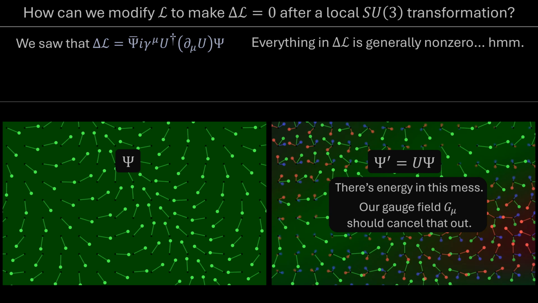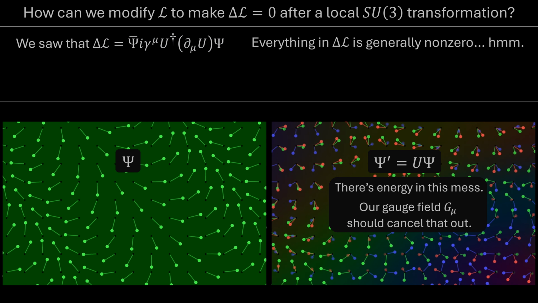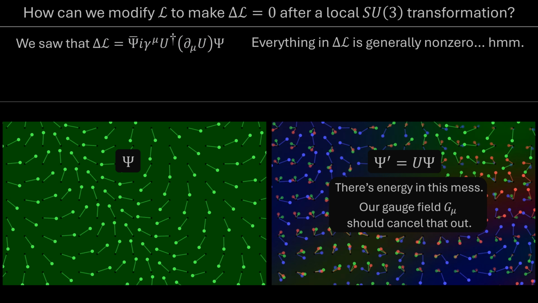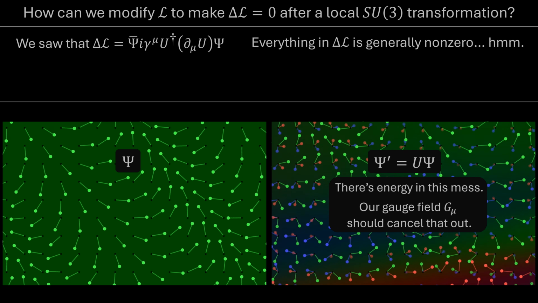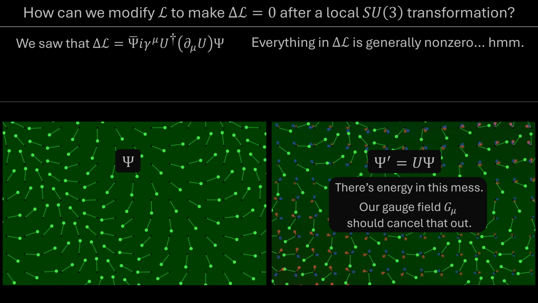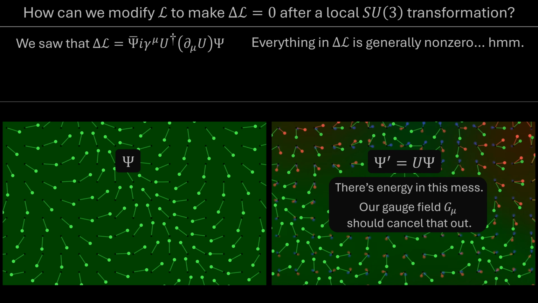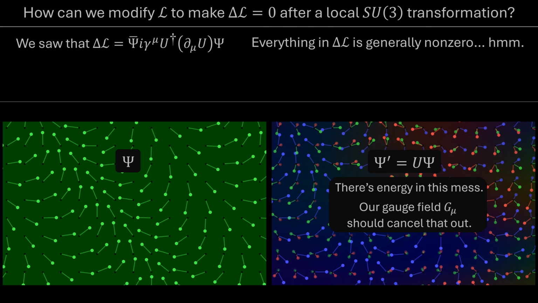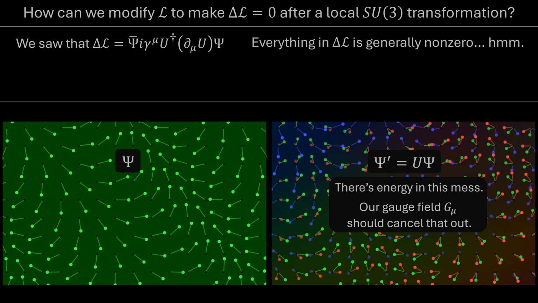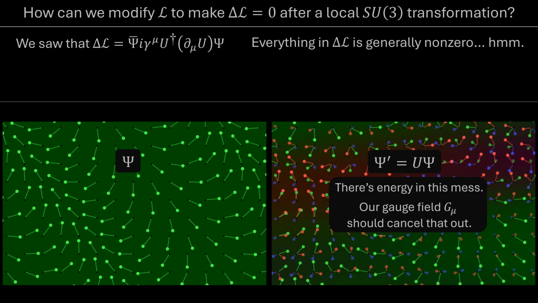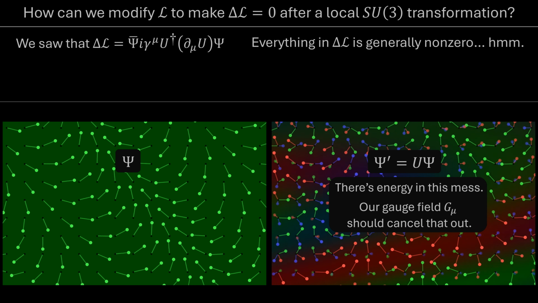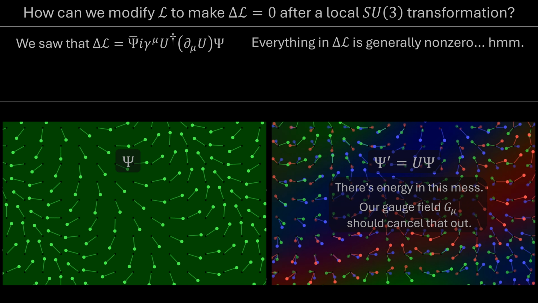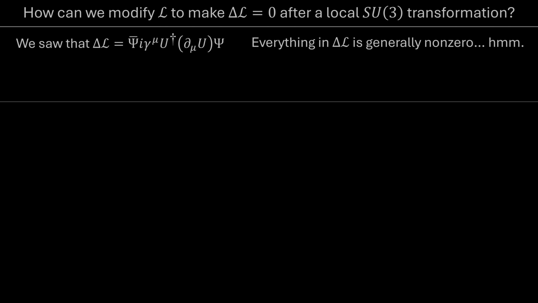Now, in order to answer the question of how can we make this mess go away, let's think back to electromagnetism and see what we did there. Because if the strong force and electromagnetism are both gauge theories, then in principle, we can derive QCD in the same way that we derived electromagnetism, just with SU3 instead of U1, right? So we're going to leverage our experience with electromagnetism to guide us forwards as we figure out a way to give our Lagrangian local SU3 symmetry.